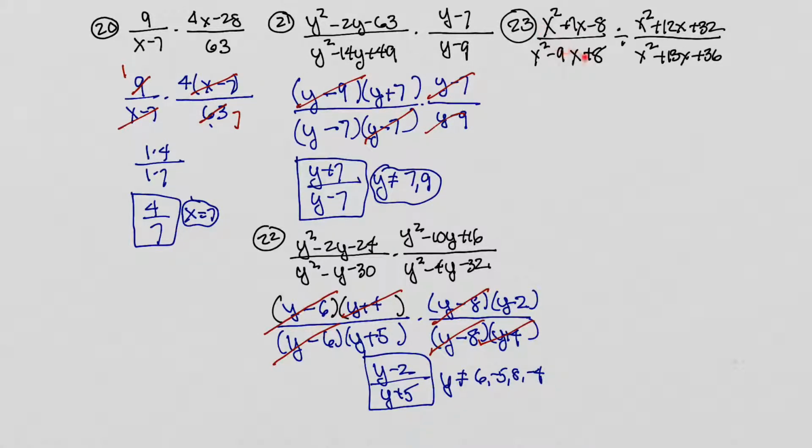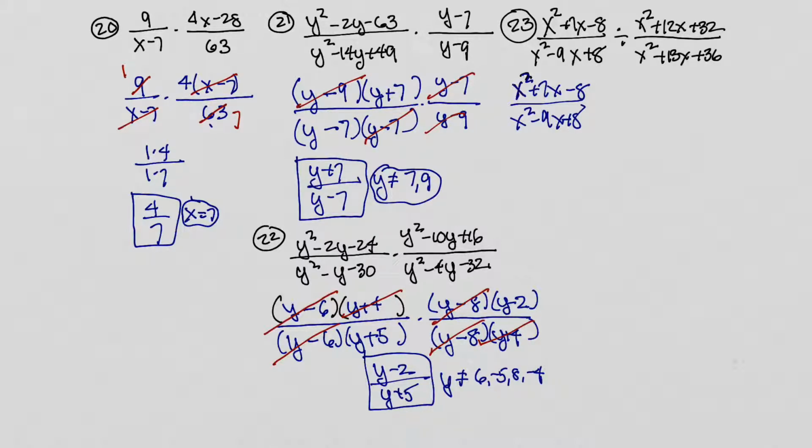Number 23, notice we've got a division. So for the division, we're going to invert the divisor and multiply, right? We're multiplying by the reciprocal of the divisor, and the divisor is always the expression that comes second. So we're going to flip this over if you like. So we're going to write this now as x squared plus 7x minus 8 over x squared minus 9x plus 8.